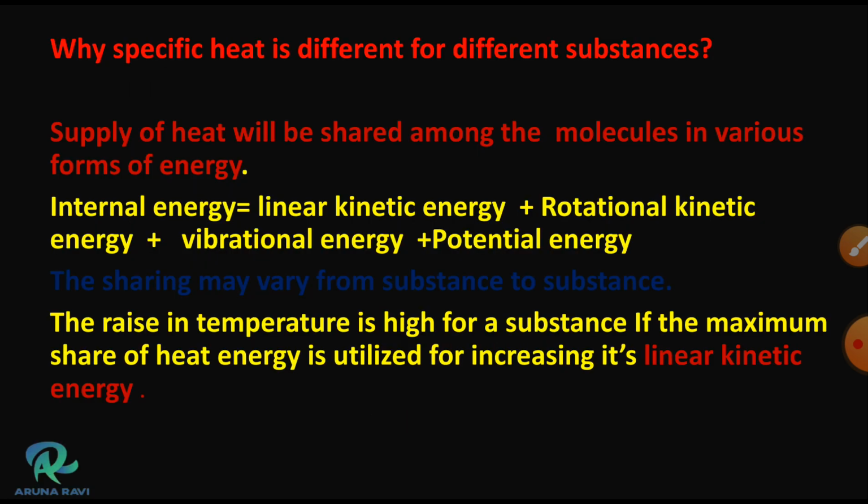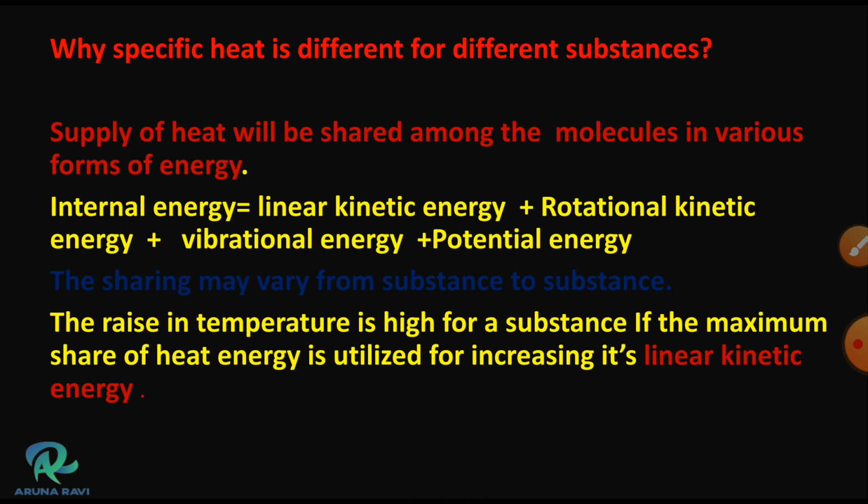In the examination, if they ask you why specific heat is different for different substances, you have to write like this. Supply of heat will be shared among the molecules in various forms of energy. Various forms of energy like linear kinetic energy, rotational kinetic energy, vibrational energy, potential energy. Afterwards, you can write internal energy is equal to linear kinetic energy plus rotational kinetic energy plus vibrational energy plus potential energy.